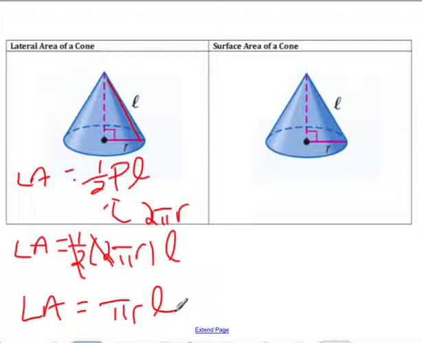Now let's take a look at the surface area. So the surface area is going to be our lateral area plus, again, oops, not equals, plus the area of the base.